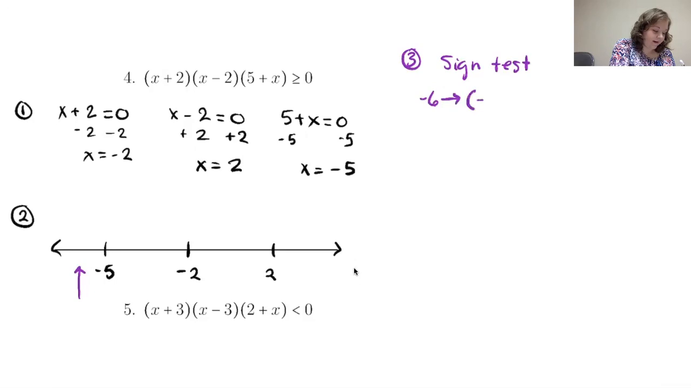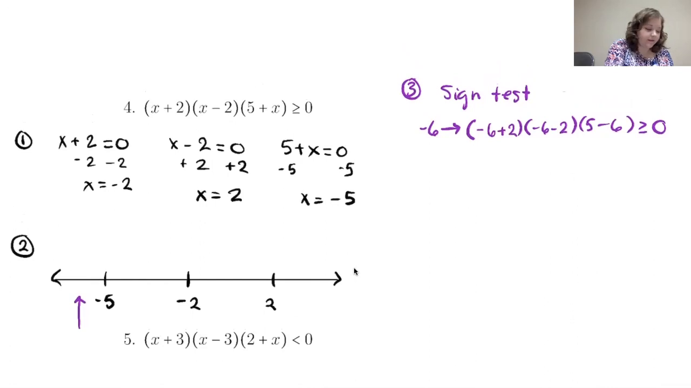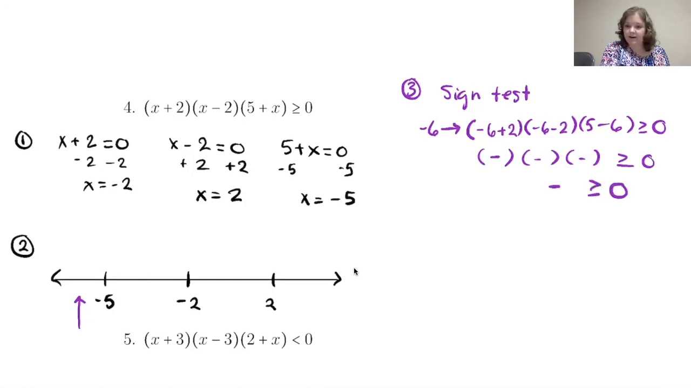Plug that in and get -6 plus 2, -6 minus 2, 5 minus 6 greater than or equal to 0. So -6 plus 2 is negative. -6 minus 2 is negative. 5 minus 6 is negative. And so negative times negative times negative is a negative number. And we think to ourselves, is that greater than or equal to 0? The answer should be no, because negative numbers are not greater than or equal to 0. So this one is a no for that.